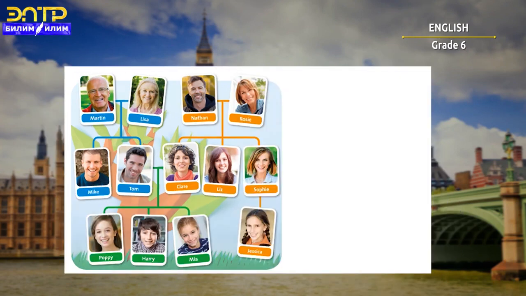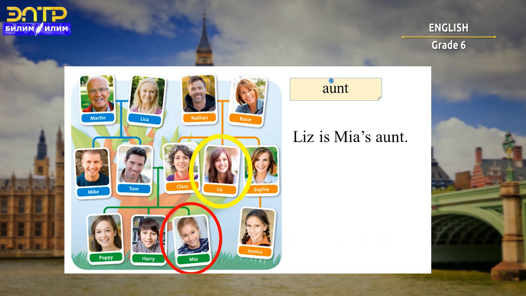Look at this picture, please. This is Mia. And this is Liz. Tell me, please, who is Liz for Mia? Liz is Mia's mother's sister. So she is her aunt. Repeat after me, please. Aunt. Aunt. Very good. So Liz is Mia's aunt.